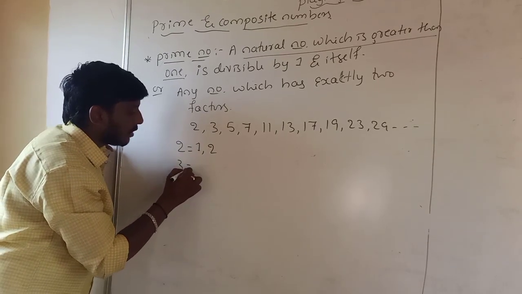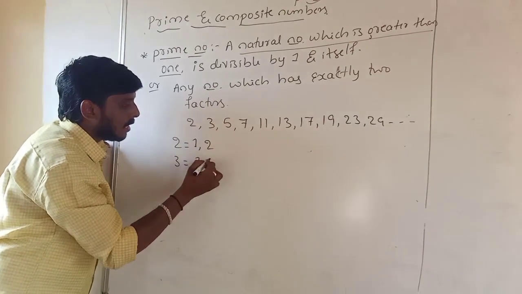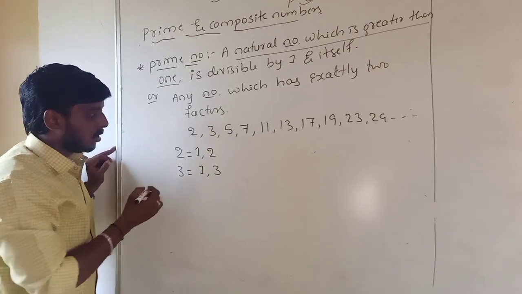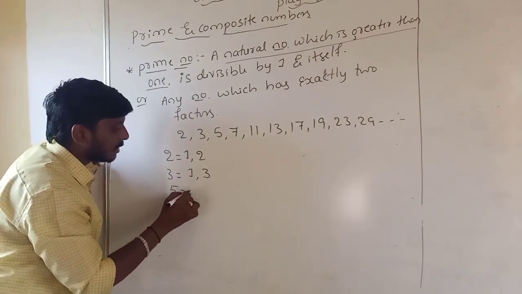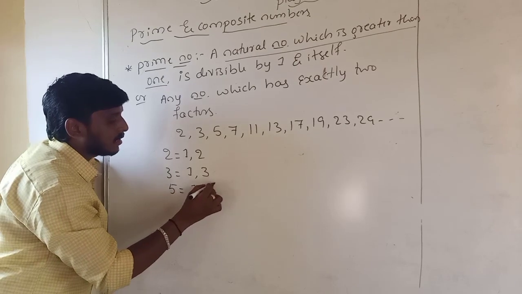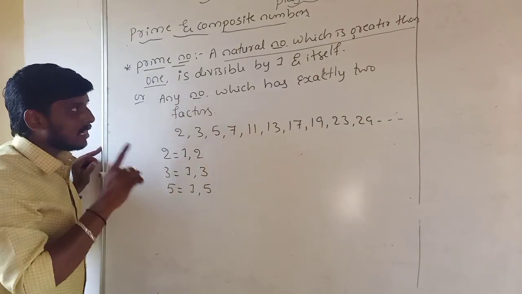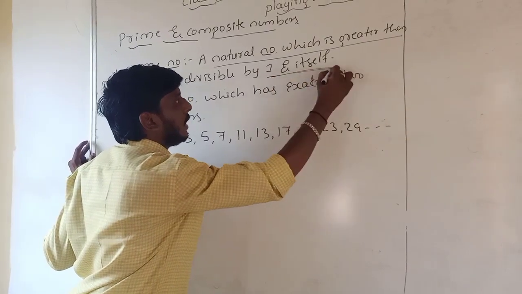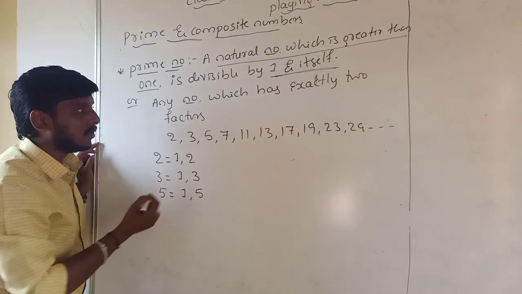Similarly 3. 3 is divisible by 1 and itself only, because 3 will not come in any table. Next, 5. 5 is divisible by 1 and itself only. So any number which is divisible by 1 and itself only is said to be a prime number. You can take any number.